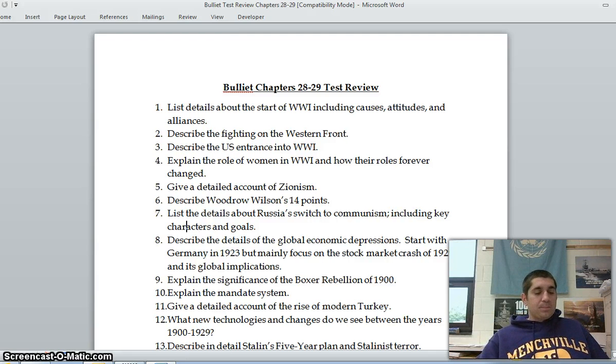Question 7, the switch to communism in Russia. Make sure you note that it was the revolt in 1917 that's going to lead us into a civil war, and the Soviet Union is going to be created in 1922. Lenin is going to lead the government, and he's going to launch his New Economic Policy, which he has to give some private ownership to help jumpstart the economy. But the long-term vision of the Soviet Union is that they would have an industrialized economy with no private ownership.